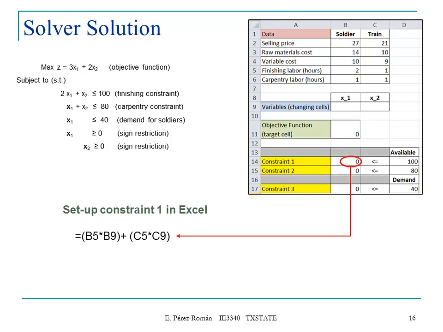Now let's work on the constraints. So the first constraint is this one, 2x1 plus x2, and that is the finishing constraint. So I already put the number here, we have 100 hours available for the finishing constraint, but now we need to set up this formula in Excel. So we need to tell Excel that 2x1 plus x2 needs to be less than or equal to 100.